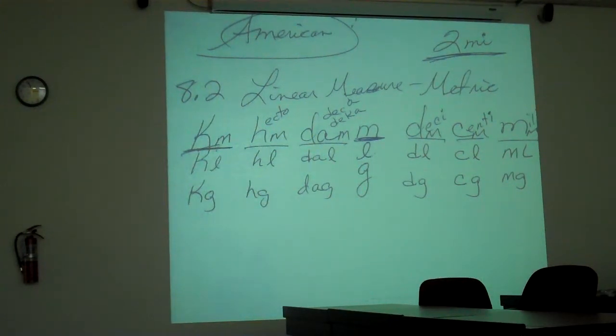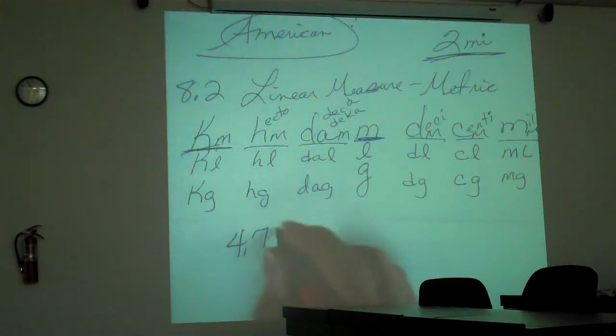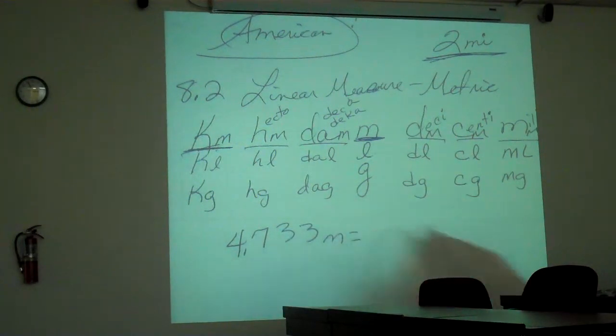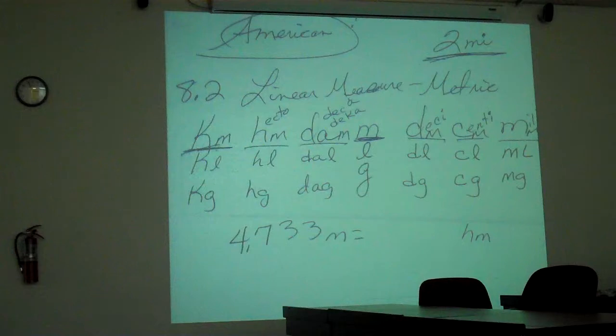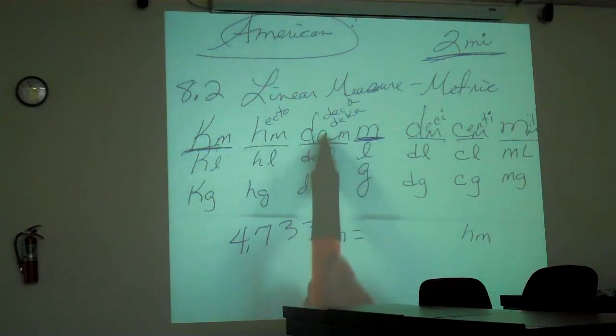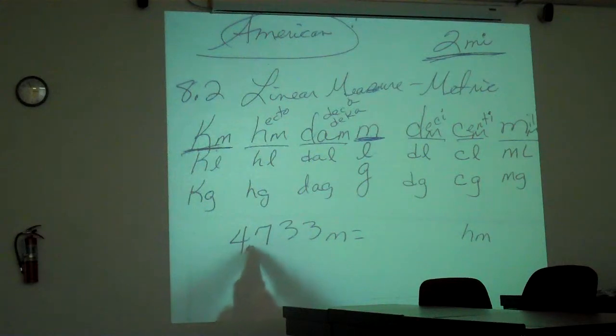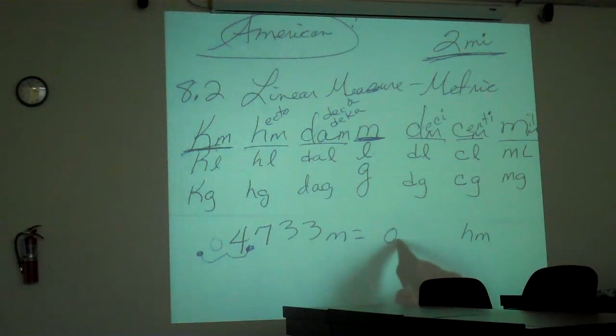Okay, let's say we have 4.733 meters. Then we want to know how many hectometers. I don't know for sure how they say that. Hectometers. So, how many times do we move our decimal? 1, 2 to the left. Start right here. 1, 2. So it's going to be 0.04733 hectometers, right?